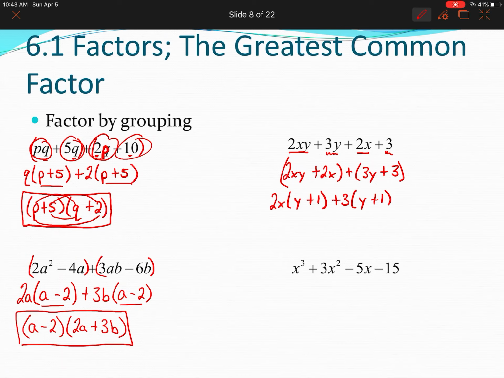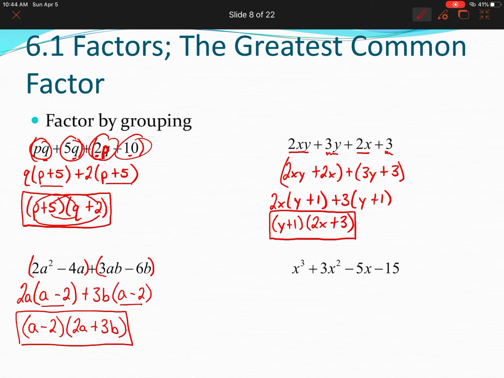Well, now again, our 2 sets of parentheses have a common factor, they are the same. That is the common factor. And so we'll factor out y plus 1. And what's left is 2x plus 3. And so there's our final answer.